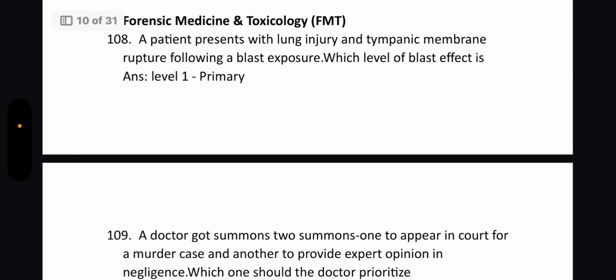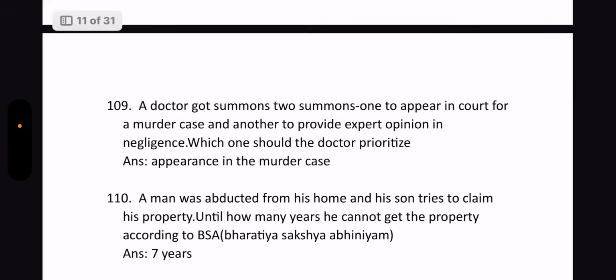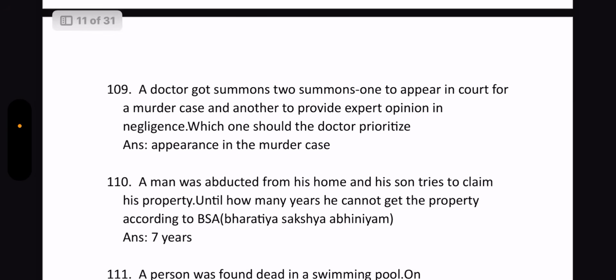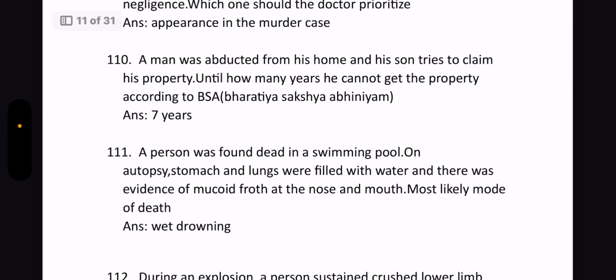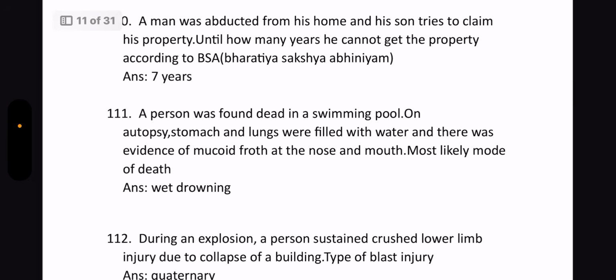FMG questions. Patient presents with lung injury and tympanic membrane rupture following blast exposure. Level of blast effect is level 1, primary. Next, a doctor got 2 summons, one to appear in court for a murder case, another to provide expert opinion. The doctor should prioritize appearance in the murder case. Next one, a man abducted from his home and his relatives try to claim his property. How many years can he not get the property according to BSA?